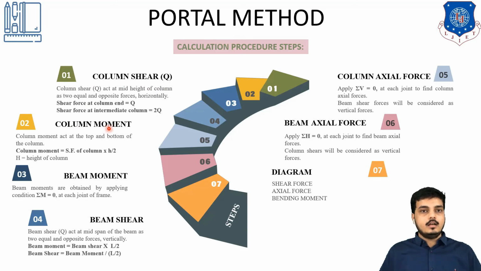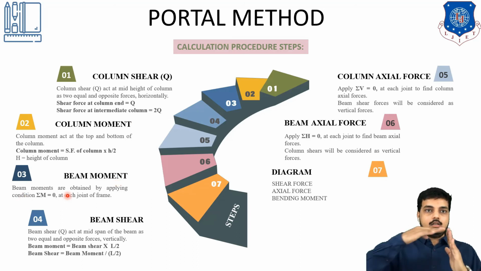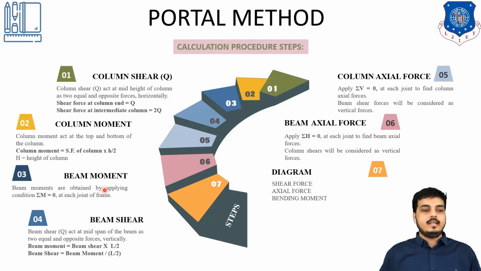Column moment. With the help of this column shear, we will find the column moment. Column moment is nothing but shear force into h by 2, where h is the height of that particular column. So whatever the value of Q is, it will be multiplied with h by 2. Then with the help of column moment, we will find the beam moment. All these steps are internally connected. First column shear, then with the help of it, column moment, and then beam moment by summation of moment at a particular joint equals 0. So beam moments are obtained by applying this condition at each joint of the frame.